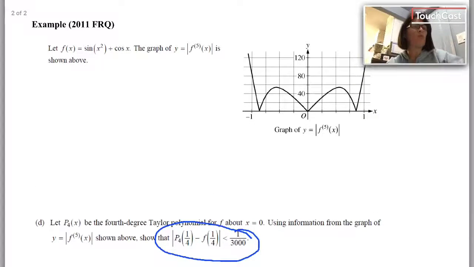P sub 4 of 1/4 is the result of using your fourth order Taylor polynomial to figure out f of 1/4, minus the actual value of f of 1/4. And we're not sure which one is bigger. One's an approximation of the other. We're not sure if it's an overestimate or underestimate, so we're taking the absolute value. So the absolute value of the difference between the two, or the absolute value of the error, we're supposed to prove that it's less than 1/3000.